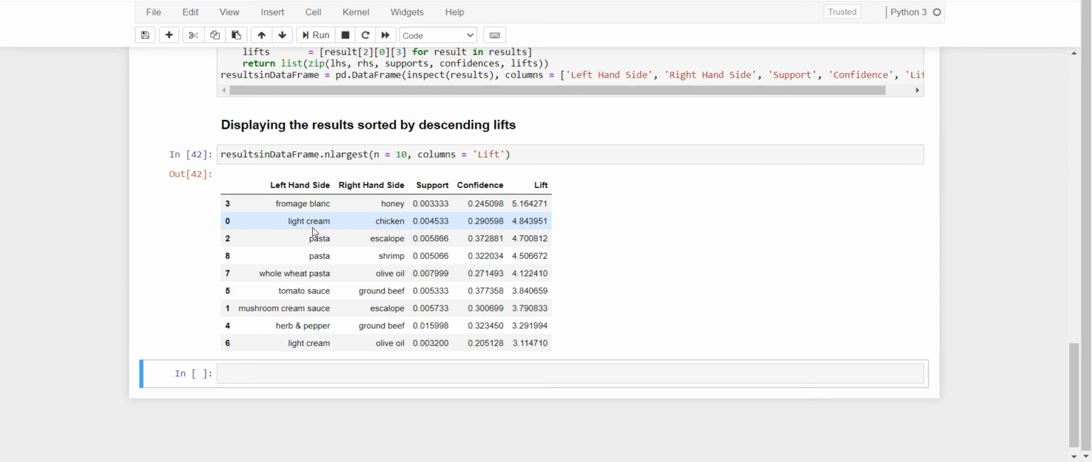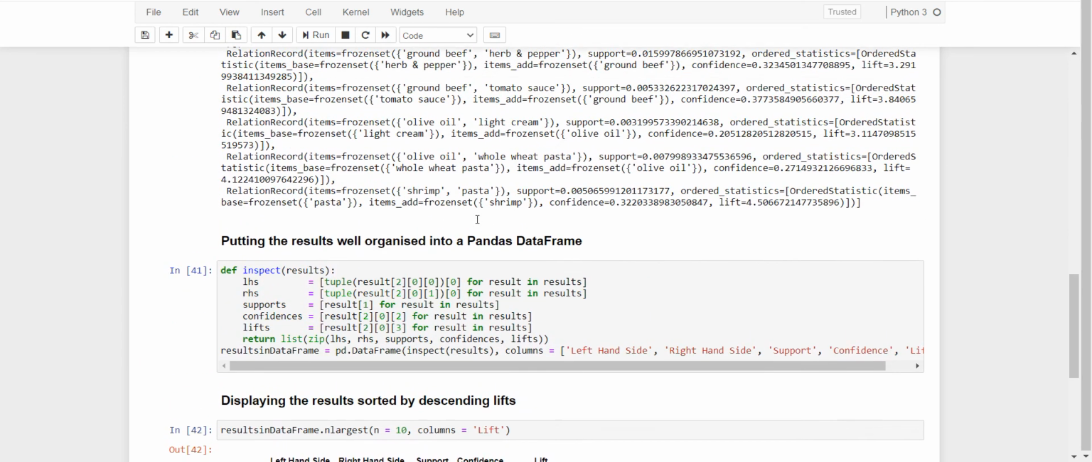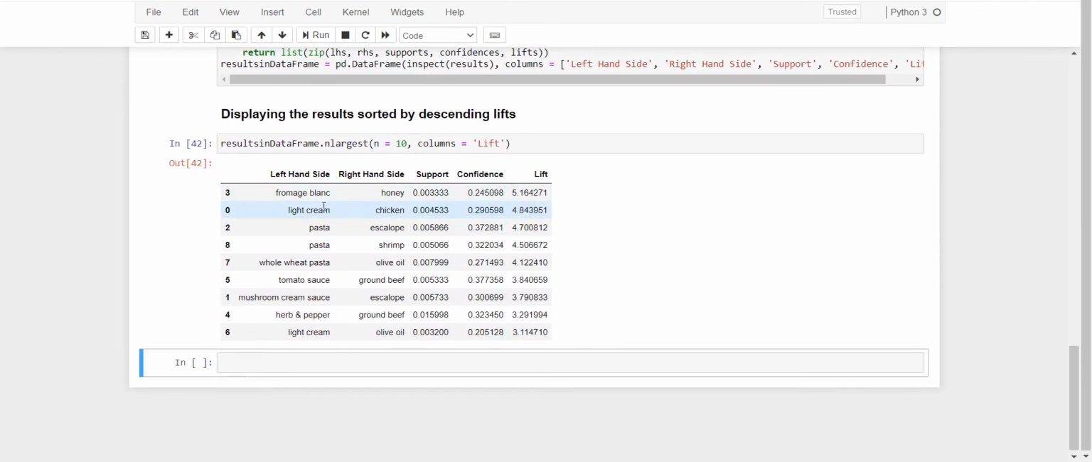The chance is 29%. As we can see here, the confidence is 0.29. That means it has a chance of 29% of buying chicken along with the light cream. With this, we also have a support of 0.0045, meaning it appears in 0.45% of the transactions. So this is the way the shopkeeper can increase sales by giving buy one get one free offers on these two items, as they are likely to be bought together.